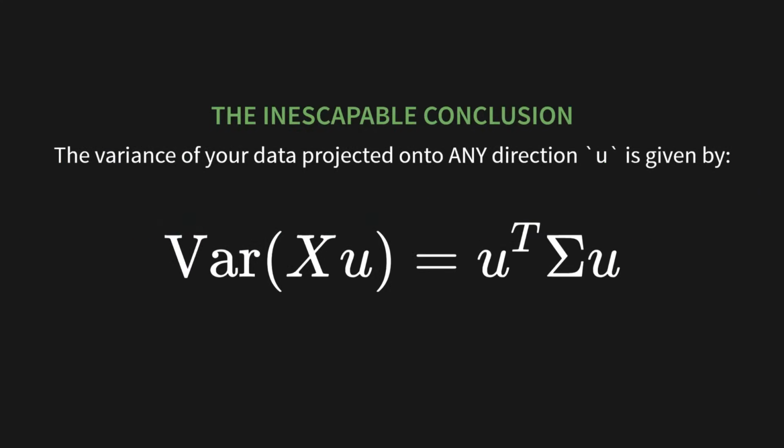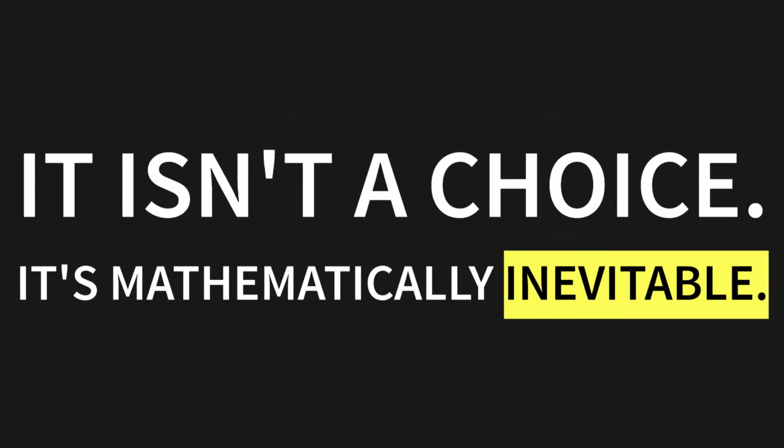The variance of your data projected onto any direction u is given by this beautiful, compact formula. The variance of Xu equals u transpose sigma u. It isn't a choice. It's not a convention. It's mathematically inevitable. So, the hunt continues, but now we have a much clearer target.